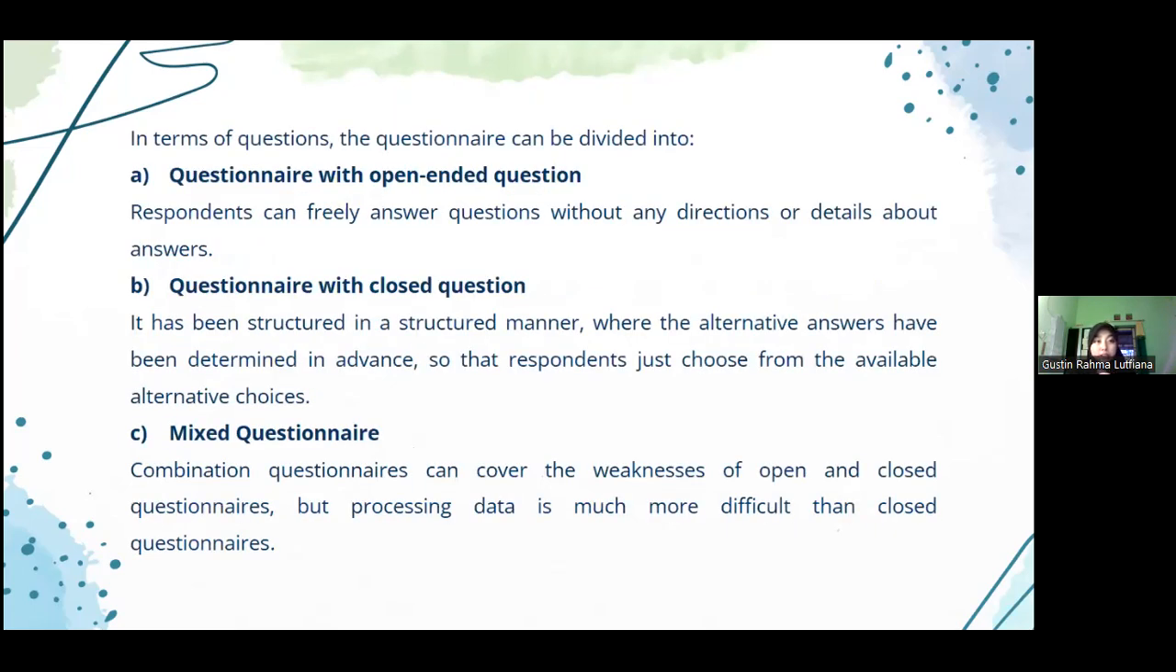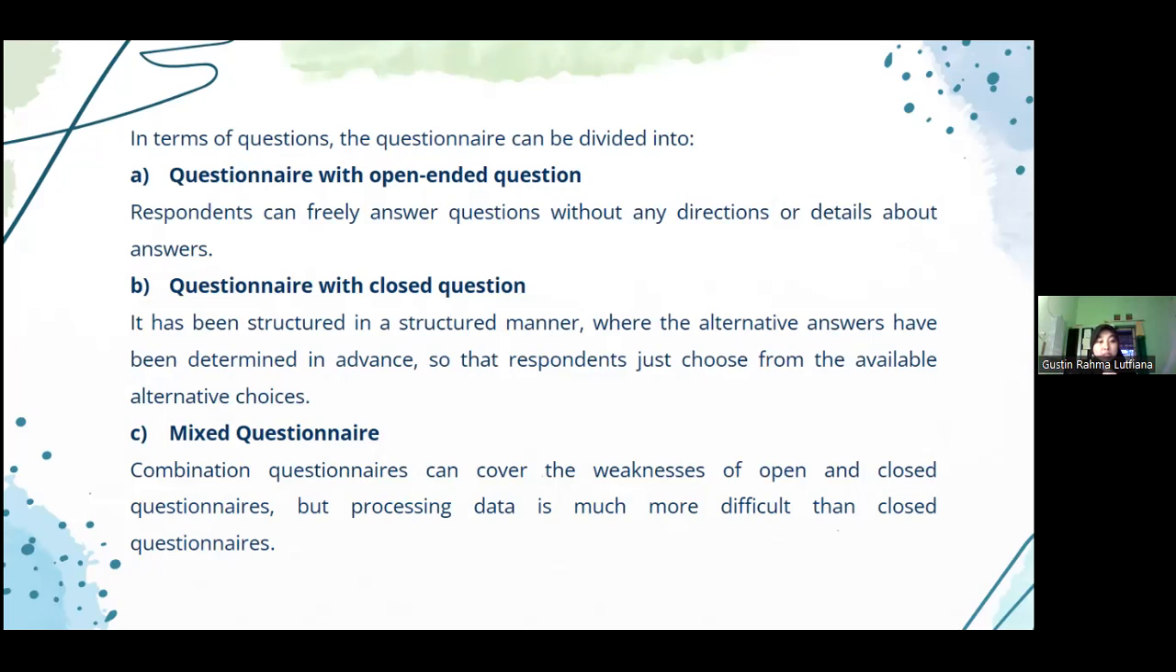In terms of question, the questionnaire can be divided into the first is questionnaire with open-ended question. Respondents can freely answer questions without any direction or details about the answers. And the second is questionnaire with closed question. It has been structured in a structured manner where the alternative answers have been determined in advance so that respondents just choose from the available alternative choice.